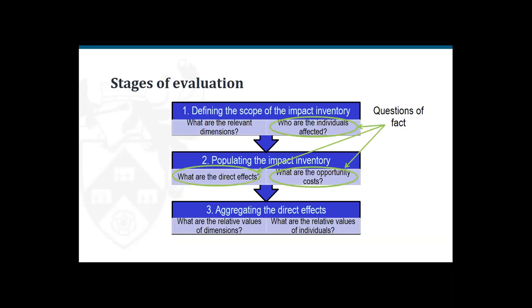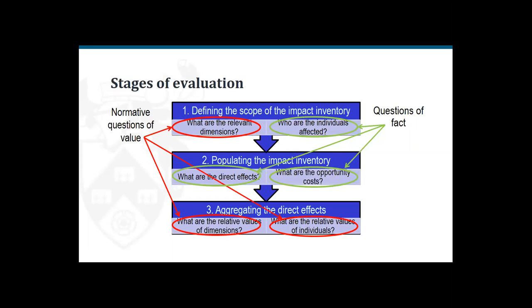There are some questions of fact that we can empirically measure. Which individuals in the population, which population groups, are affected by our policies? What are the direct effects on the outcomes we've selected? And what are the opportunity costs? What are the outcomes that we could have achieved with alternative uses of the same resources involved in each policy?